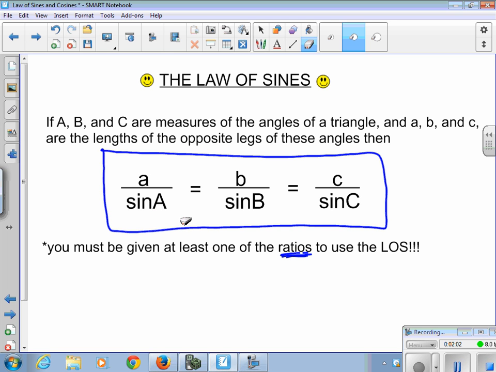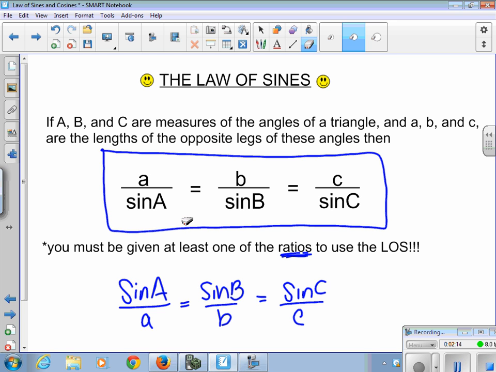Now, you could also see the law of sines written like this. Sine A over A equals sine B over B equals sine C over C. So some people write it like this. I think your formula sheet gives it to you like this, but it really doesn't matter, okay? As long as you put your sines all in the same place, top or bottom, and your sides, top or bottom, as long as you keep that consistent, it's going to work out the same way. Make sense?